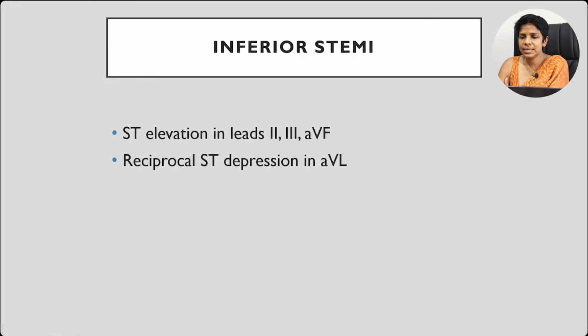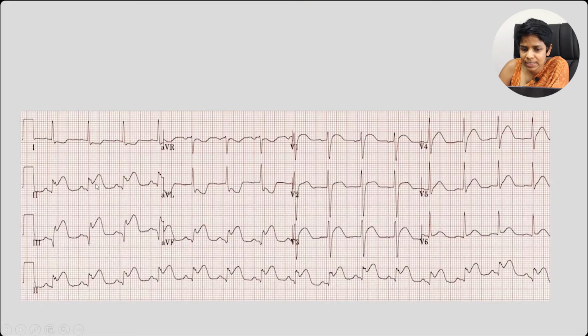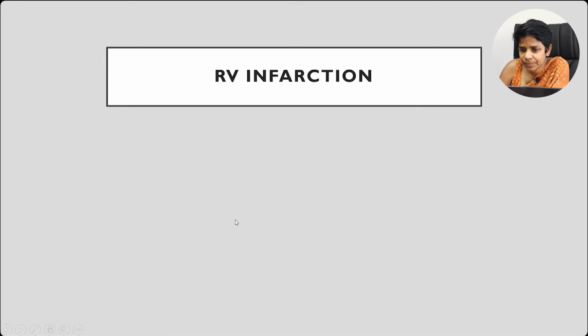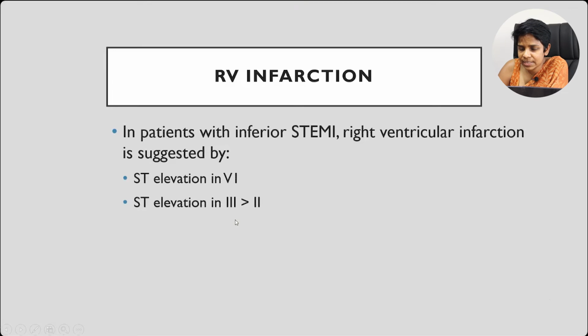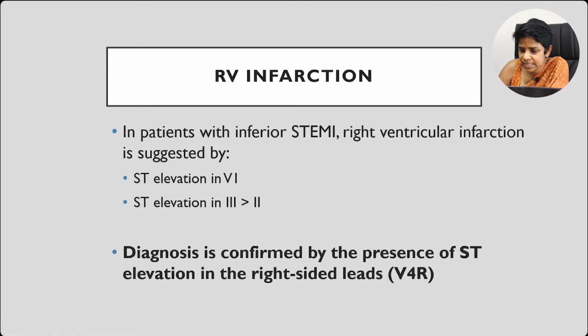I told you inferior STEMI is detected when there are ST elevations in inferior leads, and there can be reciprocal ST depressions in lateral leads, like here. In 2, 3, aVF you get ST elevation and ST depressions in L1, aVL. And we can suspect RV infarction, that is right ventricular infarction, when a patient has inferior ST elevation, and also there can be mild ST elevation in V1 as well. We confirm the diagnosis by recording right-sided leads. I told you before, we usually do V4R, and this will show ST elevation.